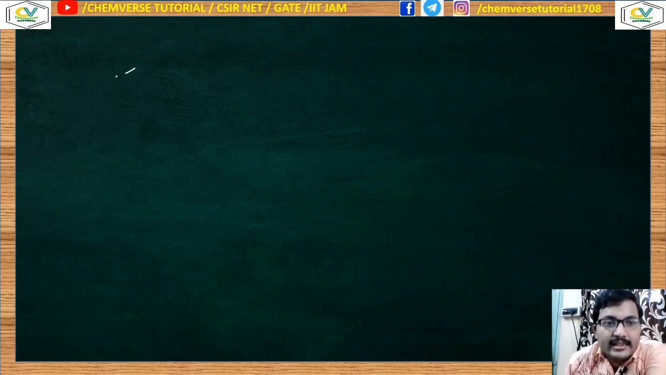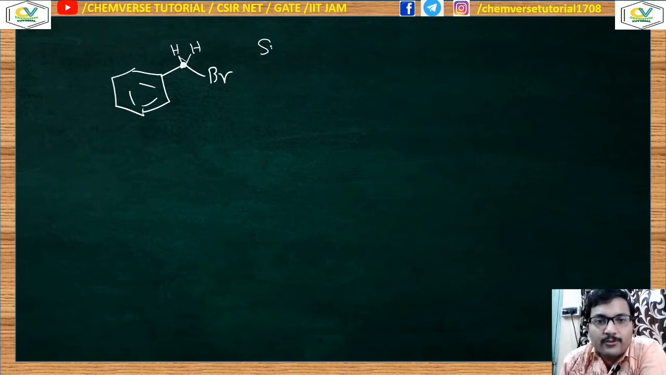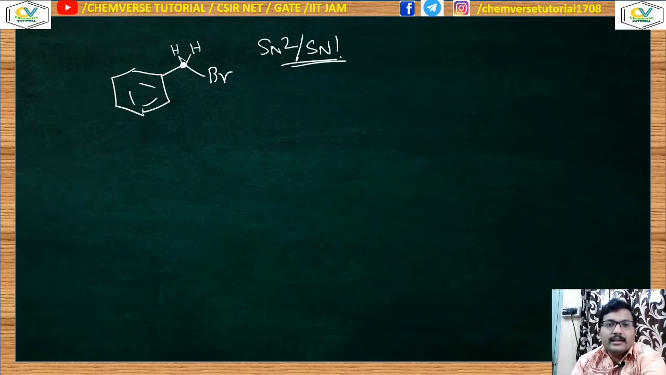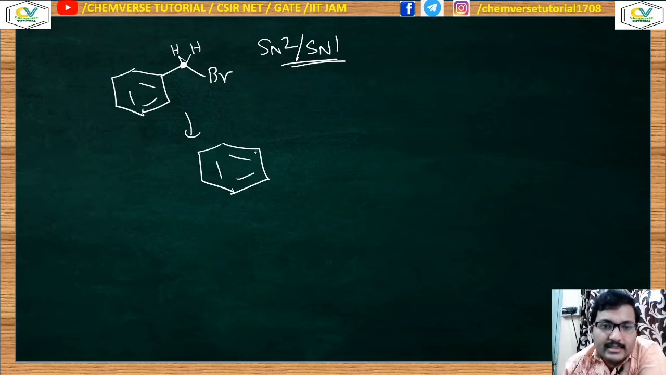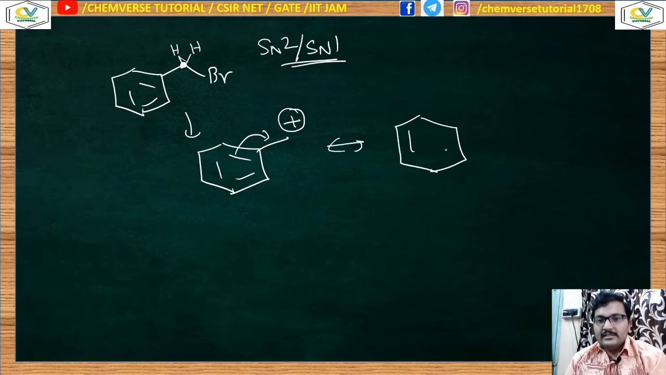Now there is another borderline alkyl halide, which is, suppose, this benzyl bromide. From here I can say that it's a primary alkyl halide, so it will follow SN2, but it is following SN1 as well. It's a borderline. Why? Because in this case, this kind of carbocation intermediate is stabilized by the resonance of the benzene ring.